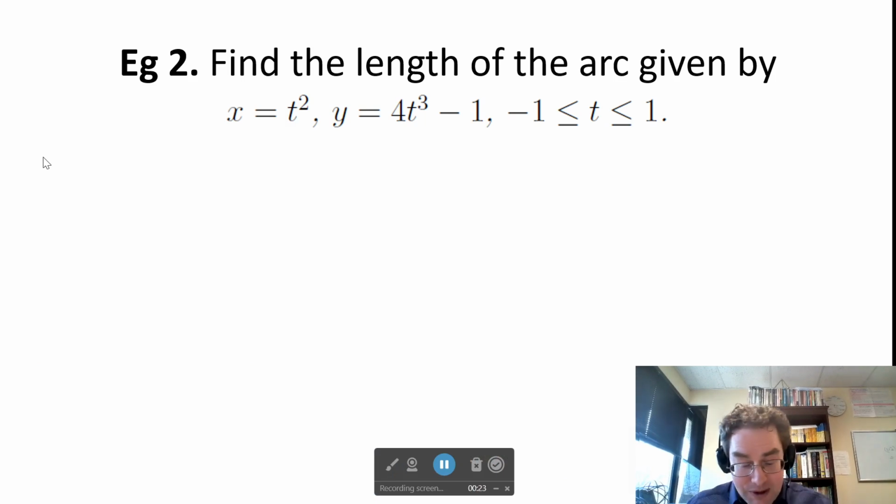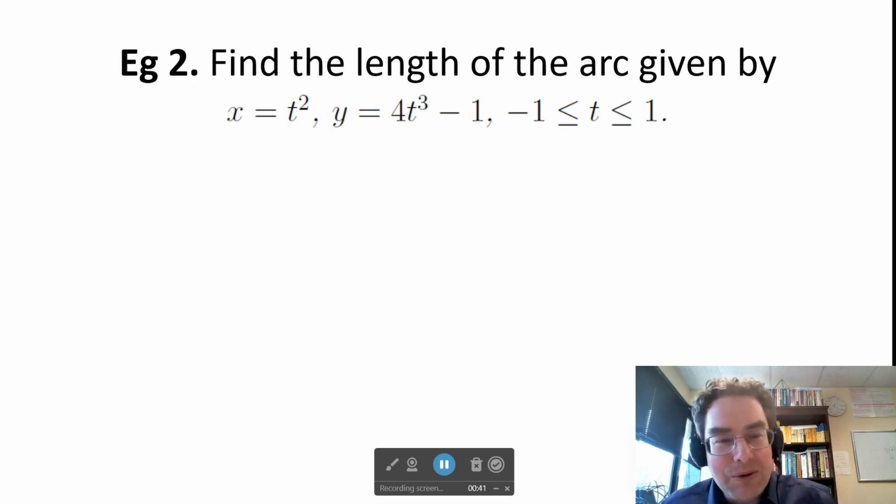Okay, so for this example, our parametric curve has equations x equals t squared, y equals 4t cubed minus 1, and we're looking at t ranging from -1 to 1.